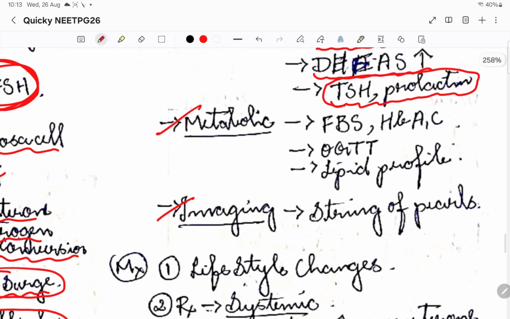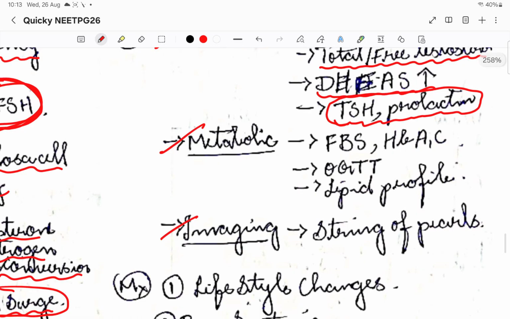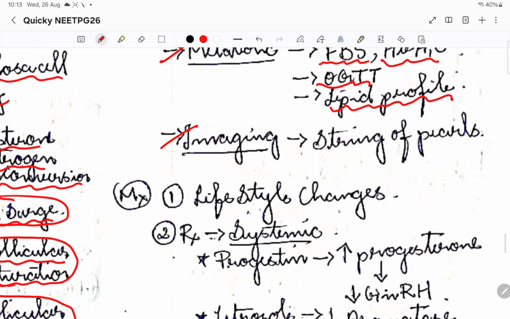Okay, then coming to metabolic investigations. So basically we are trying to rule out diabetes and hyperinsulinemia. So that is FBS level, HbA1c, OGTT, and all the lipid profiles we are going to do. Okay, then coming to imaging, it is going to look like a string of pearls. On imaging, a pearly string of pearls will be there. All the immature follicles will be arranged like this. So this is the imaging.